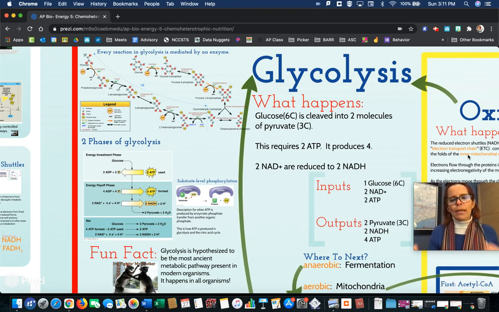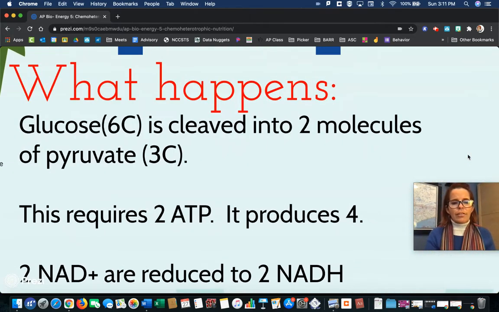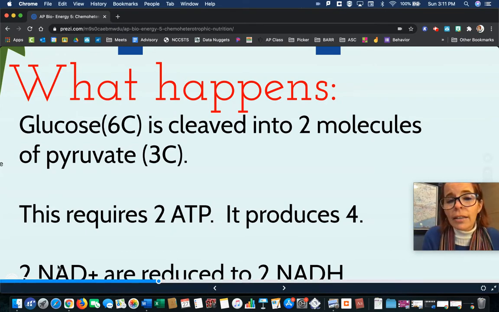We need way more ATP than that. So glycolysis is helpful, not helpful enough. All right, and then the other thing that I will mention, remember our electron shuttles. We had NAD plus and FAD.